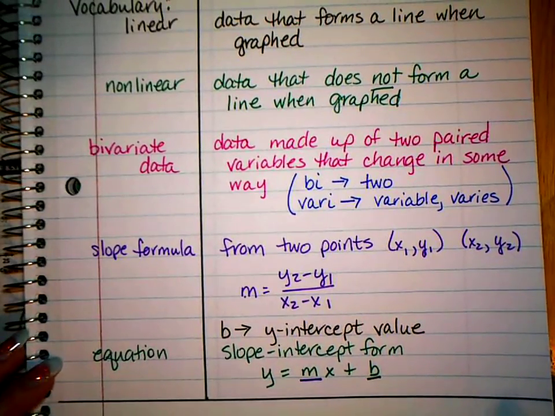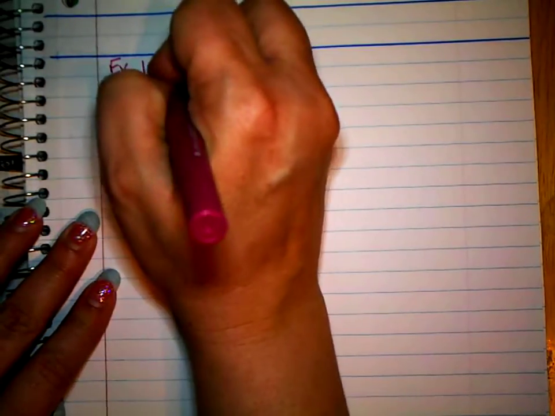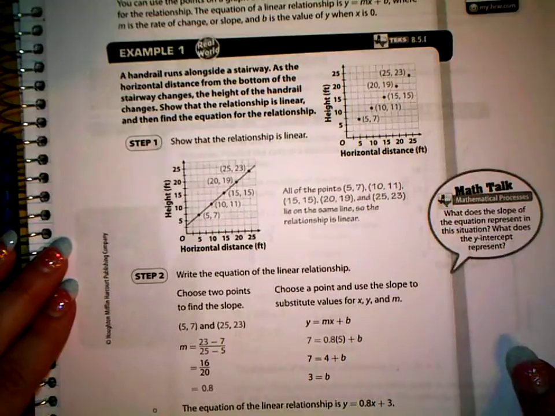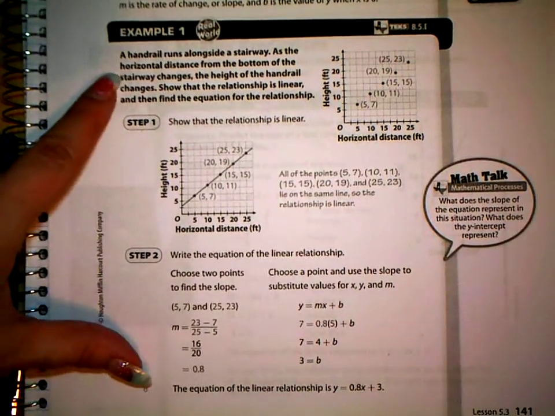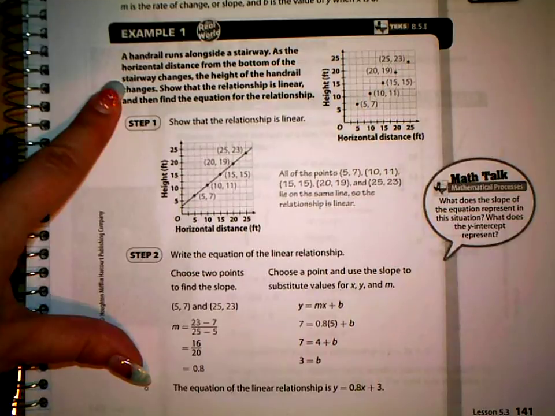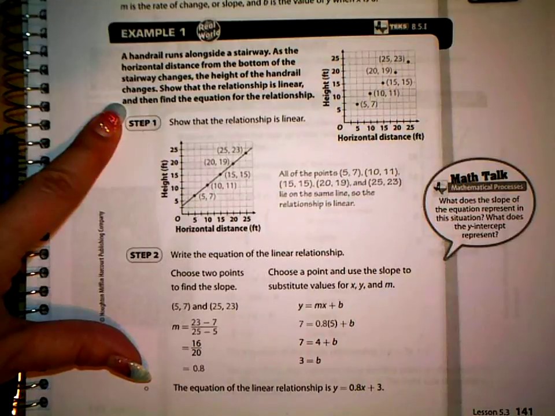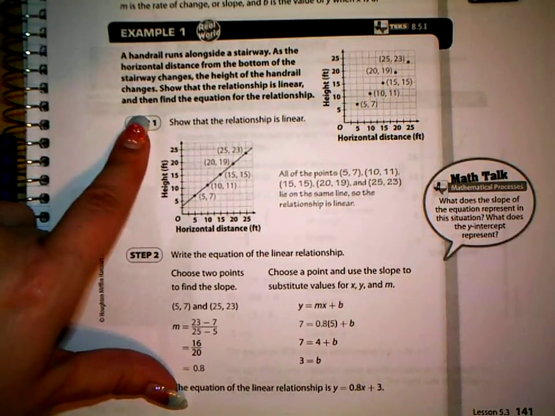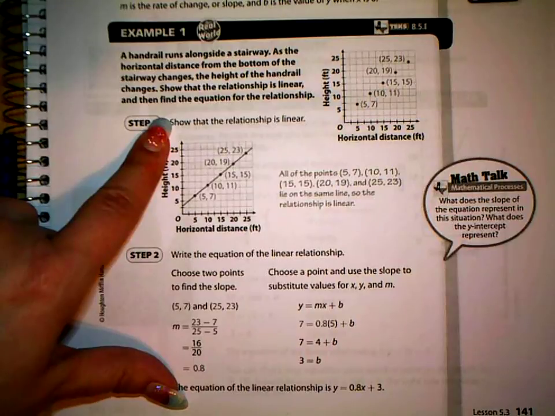Now we're going to be looking at some examples. Our first example comes from page 141 in your book. And I have a copy of that page, and that's what I'm going to use. A handrail runs alongside a stairway. As the horizontal distance from the bottom of the stairway changes, the height of the handrail changes. Show that the relationship is linear, then find the equation for the relationship.